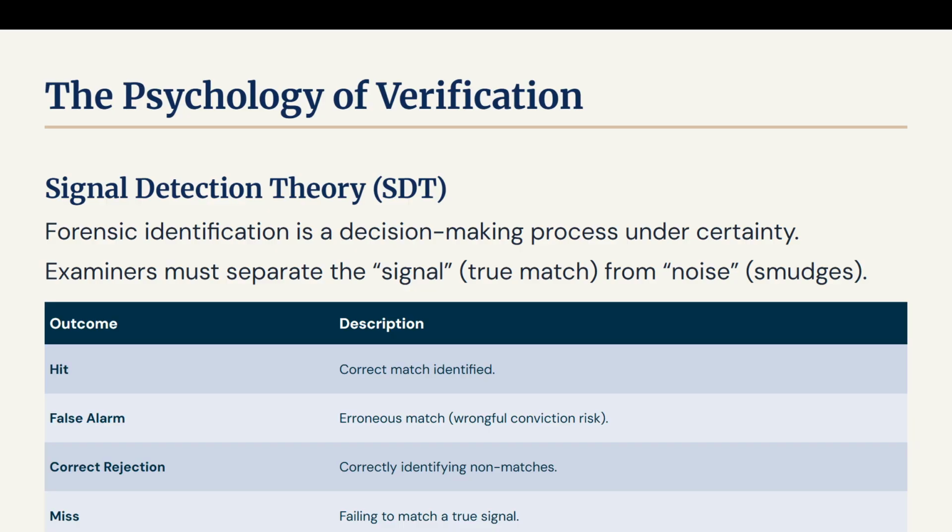If you look at this matrix, shifts in judgment change real world outcomes. A hit correctly catches a criminal, and a correct rejection clears an innocent person. But if an examiner is fed outside case details, like being told a suspect already confessed, it subconsciously lowers their threshold. This bias can trick them into declaring a match on a bad print, creating a false alarm and a wrongful conviction. On the flip side, if their threshold is too high, they might commit a miss, failing to identify a true match and letting a perpetrator walk free.